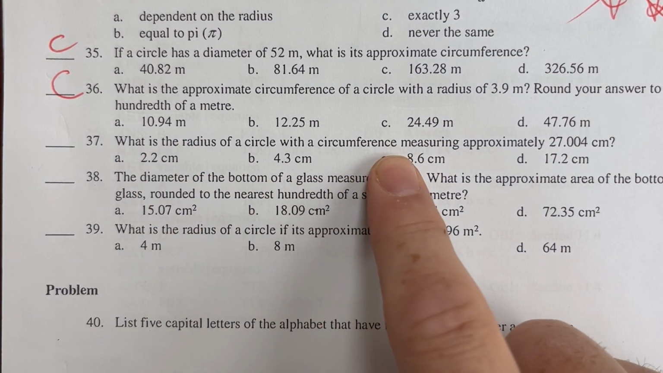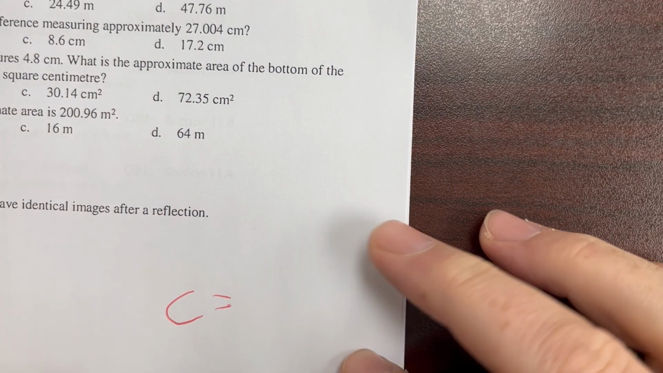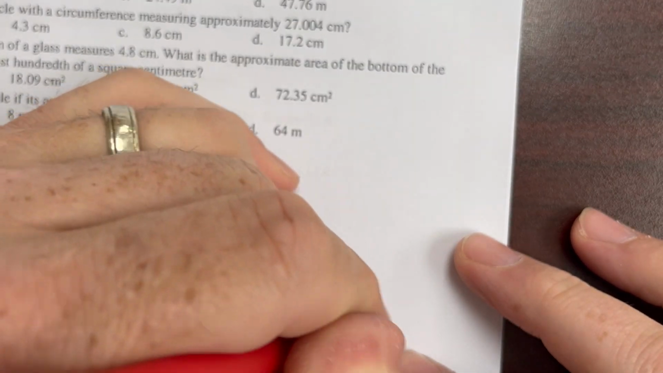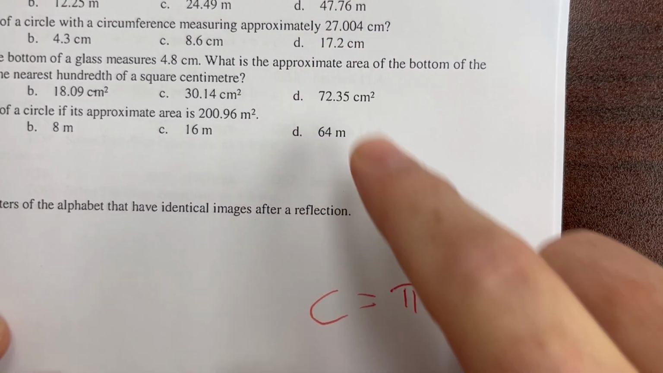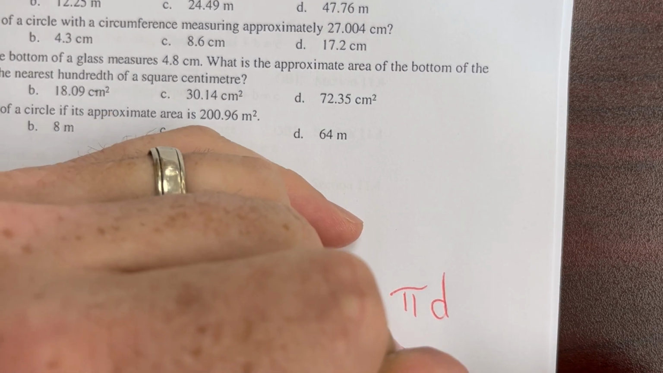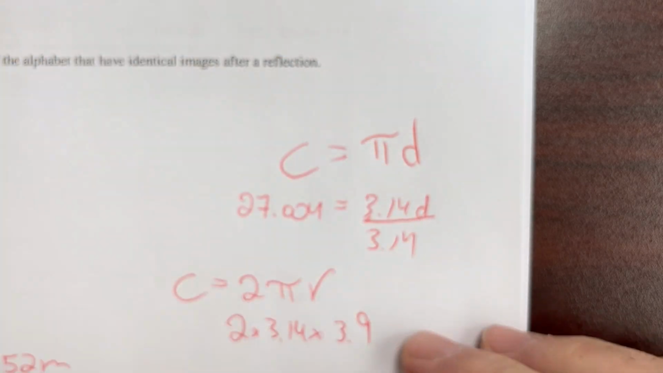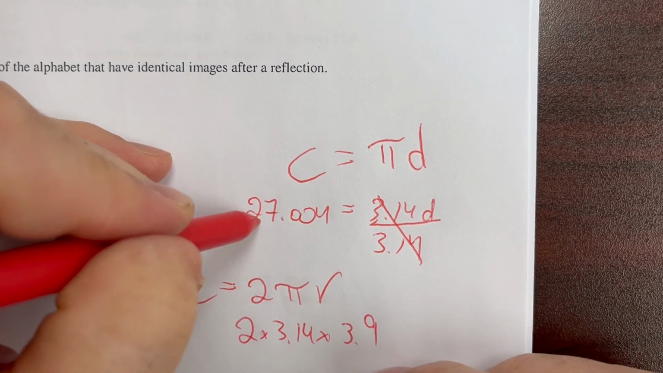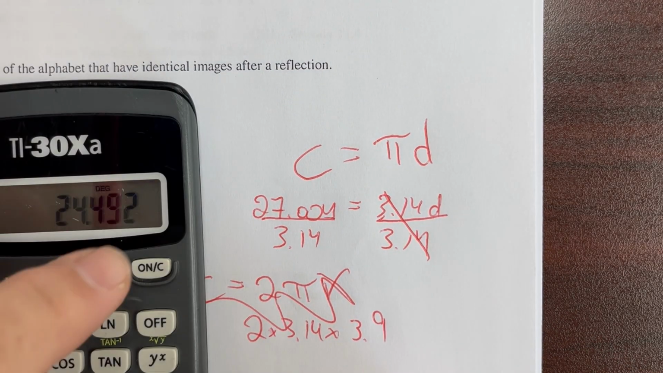What is the radius of a circle with a circumference measuring? Okay, so we have circumference, and we're just going to do this one because it's easy. We'll find the diameter, then we'll make it into that. So we know 27.004 equals 3.14 times D. So I'm going to divide by 3.14 to get rid of those. Divide by 3.14.